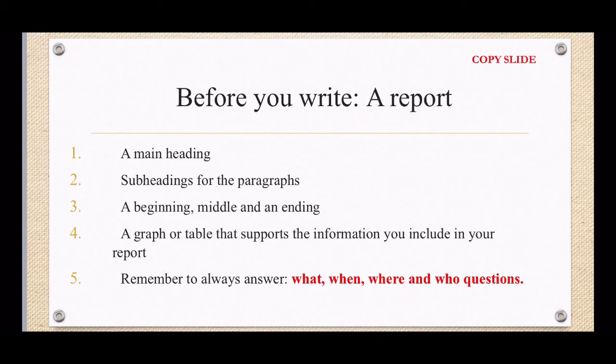Number four, we always have a graph or a table that supports the information you include in your report. When you write a report, you're writing about a specific topic and you need to do research about that topic. And whatever information or research you collect and include in your report, you also need to put in a table or a graph. And then lastly, number five, remember to always answer what, when, where, and who questions. So these are the 5 steps we always have to keep in mind before we write a report.